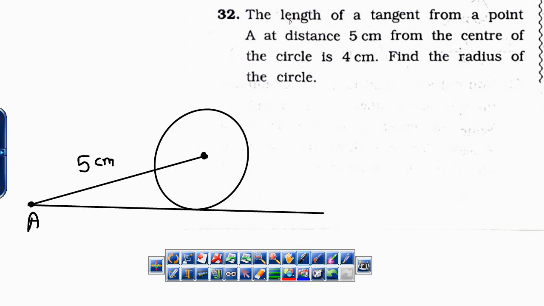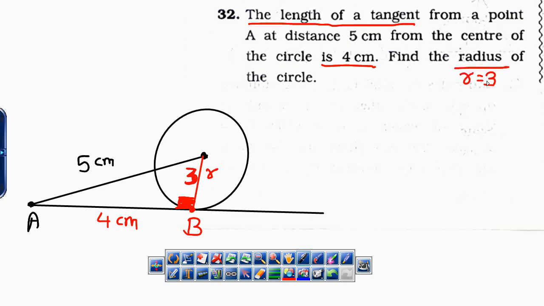Confusing. Read the question like this: the length of the tangent is 4 centimeters. Let's call this B, so this is 4. Point A is 5 centimeters from the center, and I have joined this, the radius. Radius and tangent are always perpendicular to each other. This is a right angle triangle. This will be 3 because 3, 4, 5 is a triplet. Find the radius. Answer is 3.